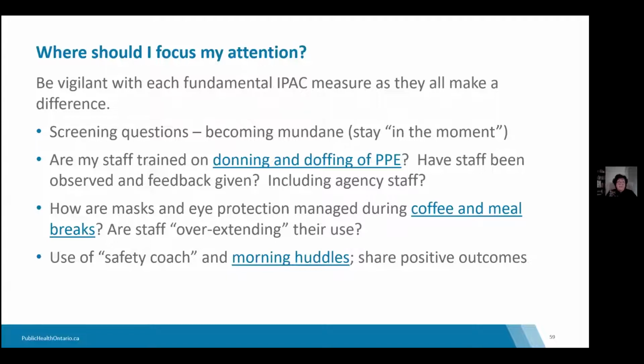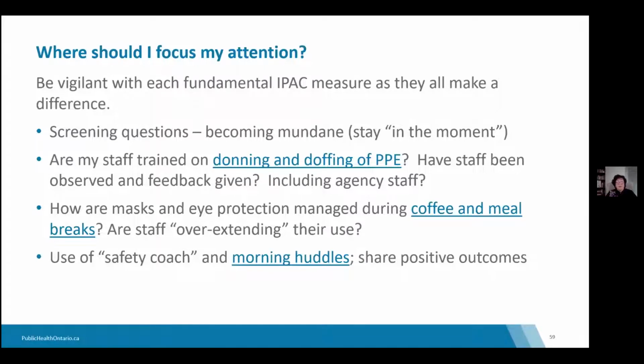Don't forget about agency staff, or the people who are temporarily within your facility. How have they been trained, and how have you been observing them as well? When we've done close observation of our outbreaks and analysis and assessments, we have found that people are often very good at the bedside or just outside the patient or resident's room, but they often let their guard down a little bit when they take a break, or go on coffee and meal breaks. Are our staff overextending the use of their masks or their eye protection, and have they gravitated to too many in a lunchroom or a break room? So making sure that we've given them space to accommodate the break time.